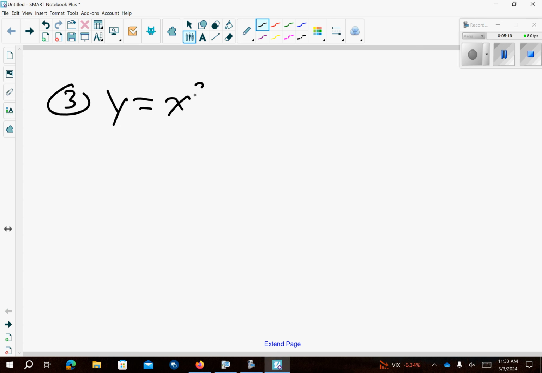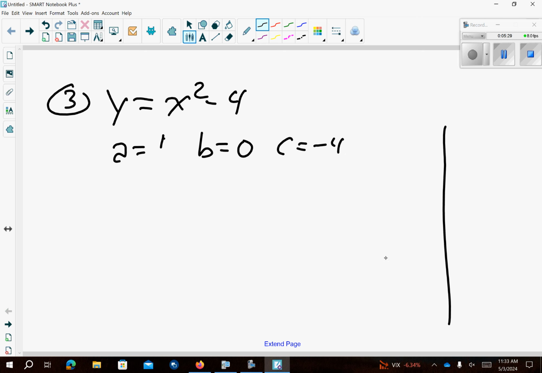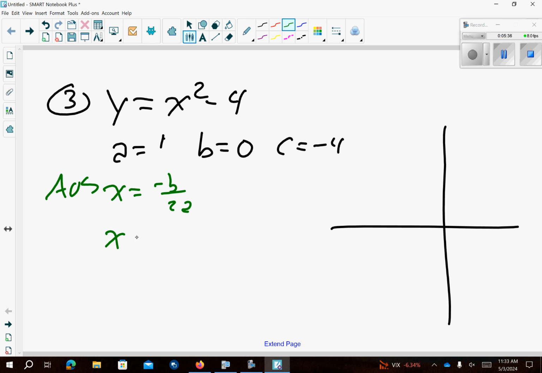So y equals x squared minus 4. Our a value is 1. Our b value is missing, so it's 0. Our c value is -4. So if I do x equals -b over 2a to get the axis of symmetry, it's going to be x equals -0 over 2 times 1, which is just 0. So the axis of symmetry comes straight down here. To get the vertex, I'm going to have 0 comma something. If I plug 0 in for x, I get 0 squared minus 4, so 0 comma -4, so that's down here.